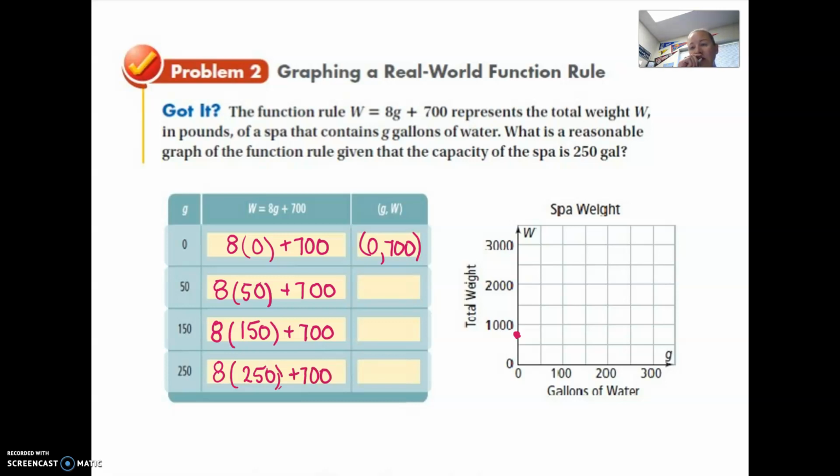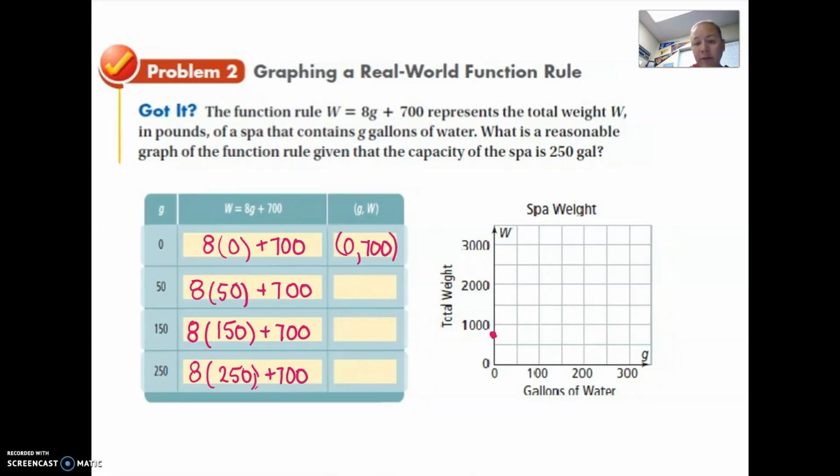And then we would write our solutions as an ordered pair. So we end up with, I've kind of already done those calculations, so 1100, I think. And then when we have 150, we would end up with 1900. Remember, when you're working the problems out, you should be using order of operations. Multiplication before addition. And then 250, we should end up with 2700. And then we could graph those relationships there.